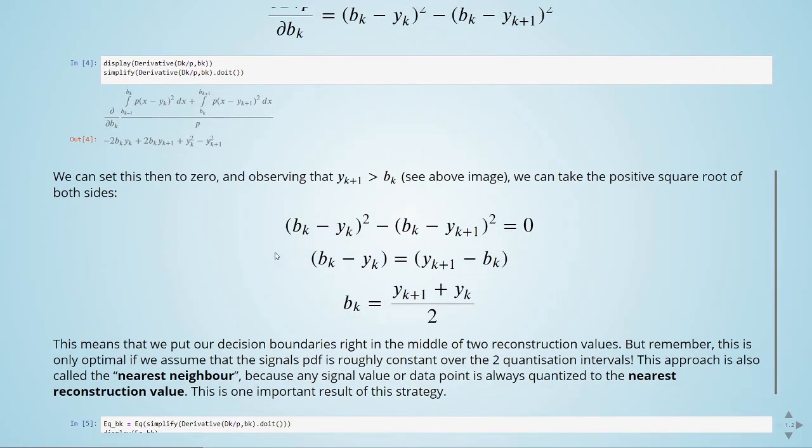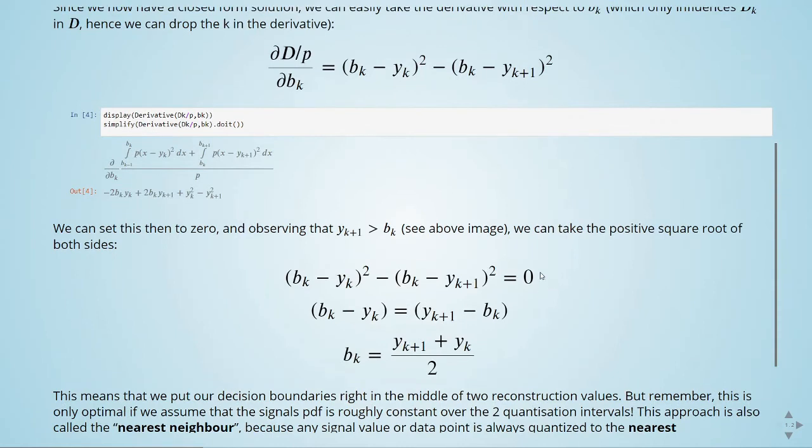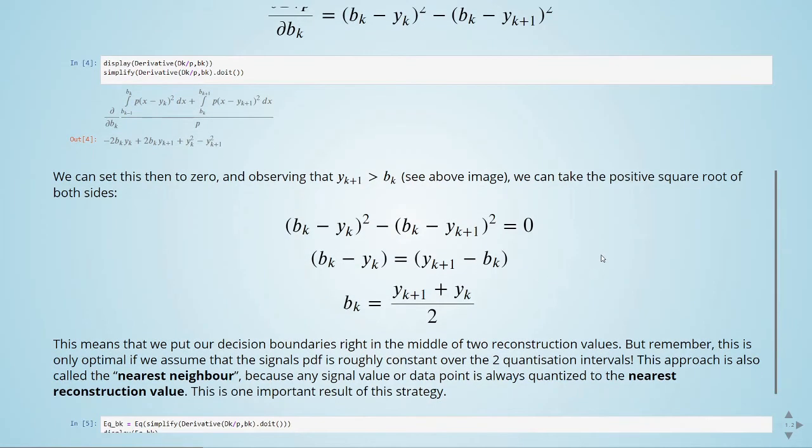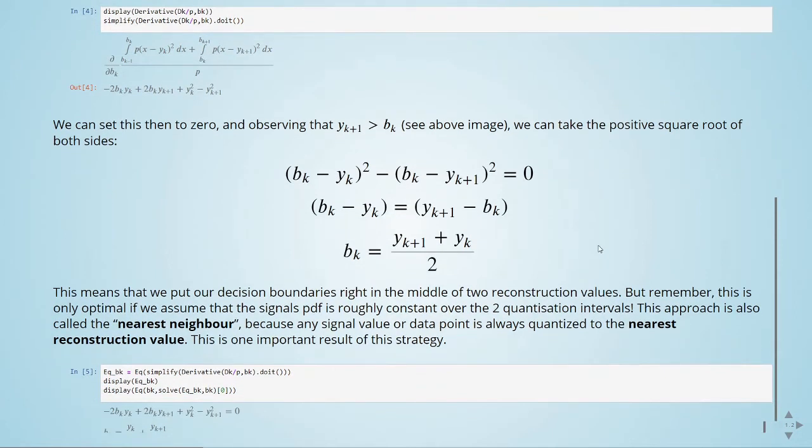So we will have this equation here, we will set it to 0, and we will find the b of k. So this means that we put our decision boundaries right in the middle of two reconstruction values. Yeah? This is, we assume that the signal PDF is roughly constant over two quantization intervals. Yeah? And this approach is also called the nearest neighbor, yeah? Because any signal value or data point is always quantized to the nearest reconstruction value. Yeah? This is a very important result of this strategy.